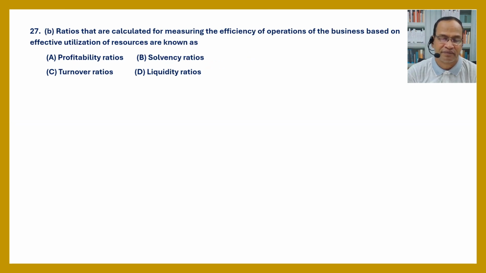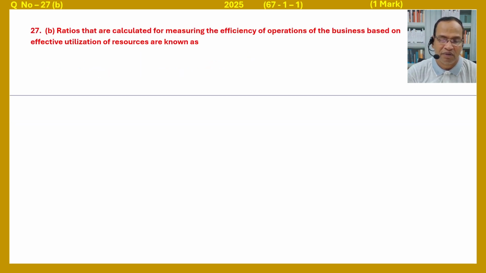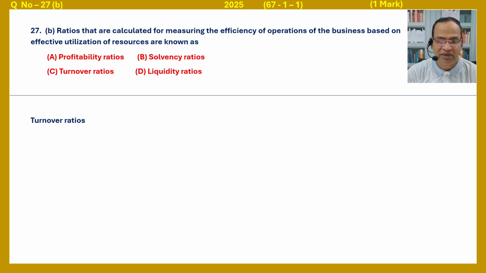27B. Ratios that are calculated for measuring the efficiency of operations of the business based on effective utilization of resources are known as turnover ratio. Next, go to the bits. Turnover ratio is available in bit number C.